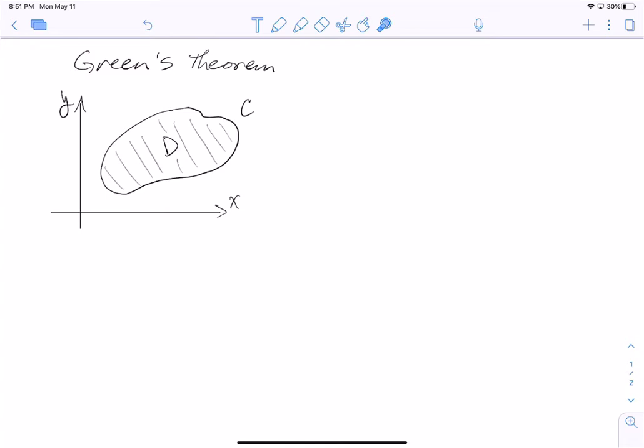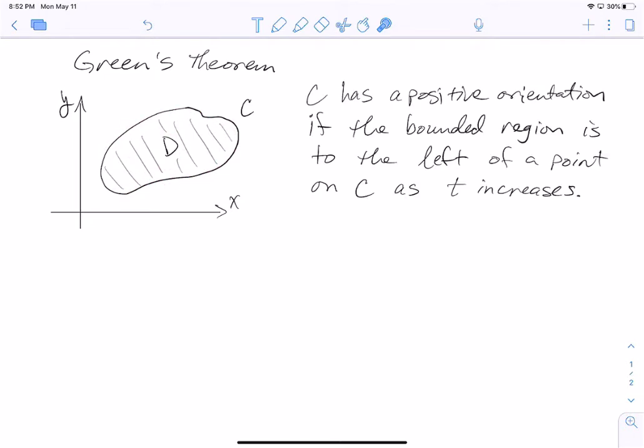Before we look at Green's theorem, we're going to look at a little bit of vocabulary. Suppose we have a region D that is bounded by a curve C. Assuming t is a parameter, C has a positive orientation if the bounded region is to the left of a point on C as t increases.